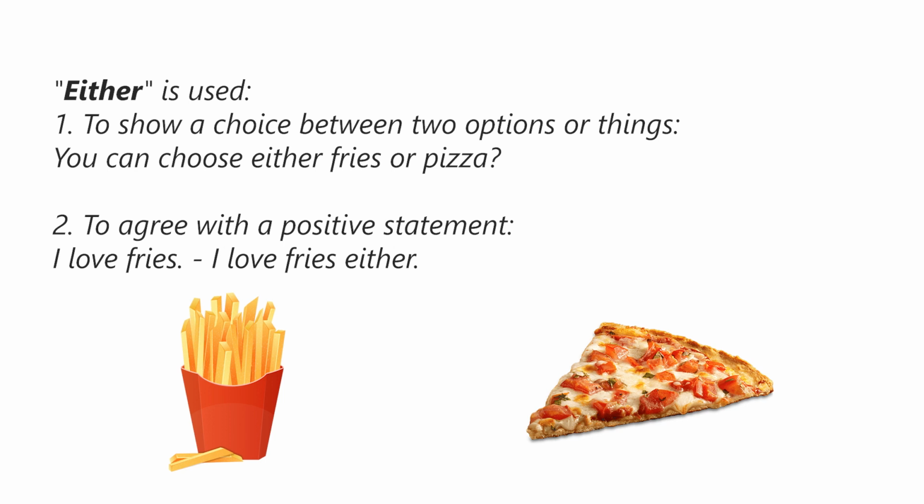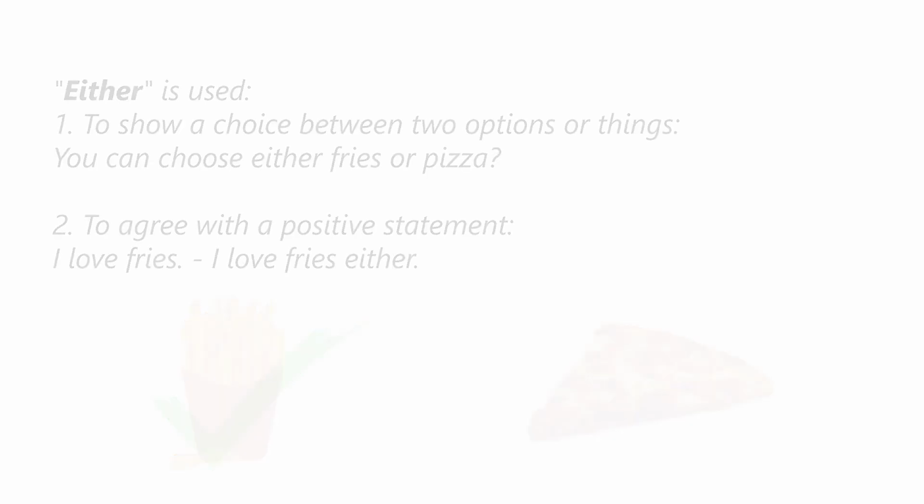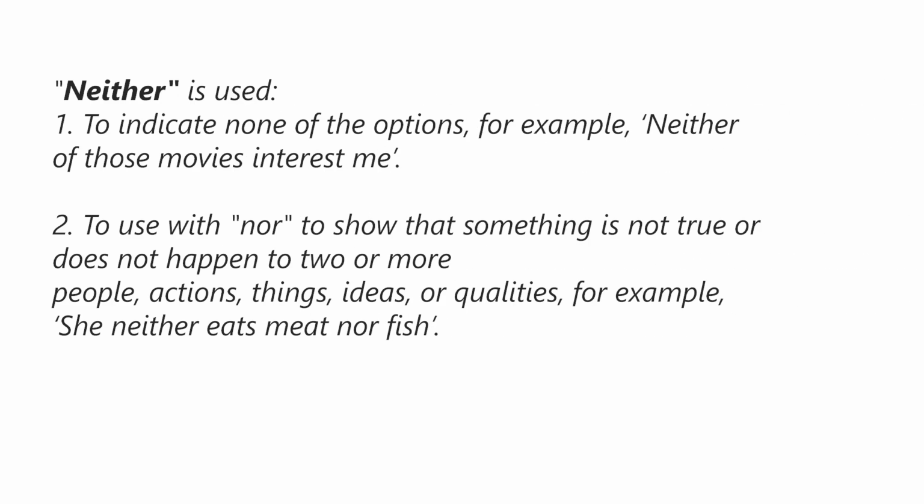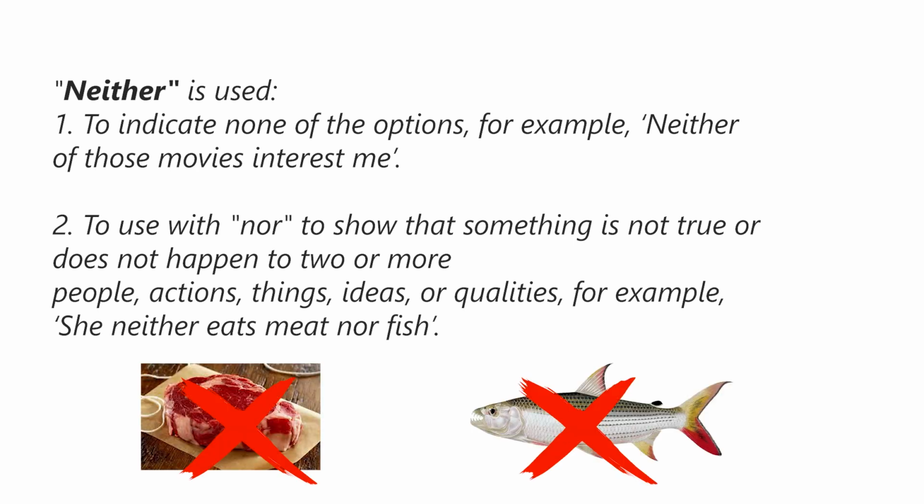To agree with a positive statement. For example, I love fries. I love fries either. Neither is used to indicate none of the options, for example, neither of those movies interest me. To use with nor to show that something is not true or does not happen to two or more people, actions, things, ideas, or qualities. For example, she neither eats meat nor fish.